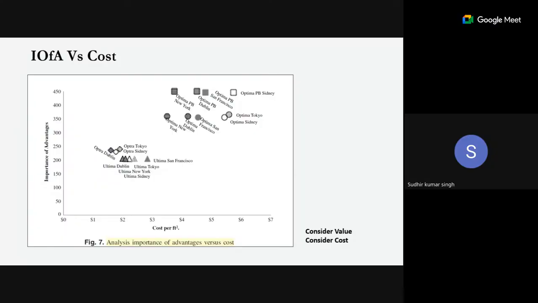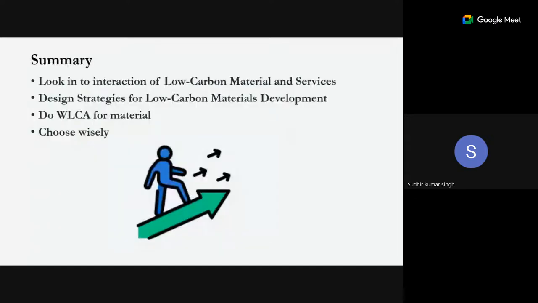This method is not as simple as it is looking, because there has to be too much brainstorming on selection of alternatives and the importance of advantages. Okay, I am eating your time, so I will stop here. So summary is, we looked into the interaction of low carbon materials and services. I hope I was able to clear off the fog in selection. Then design strategies for low carbon material development. So probably when you will go into developing some low carbon material, you will keep in mind the flowchart. Then you have to choose the material after doing WLCA, and you have to choose wisely.